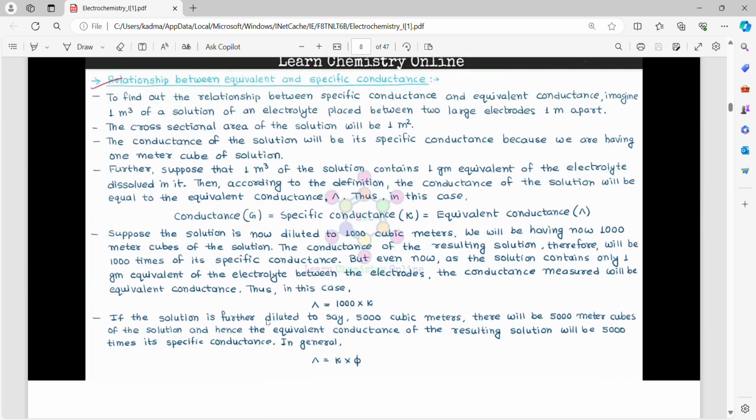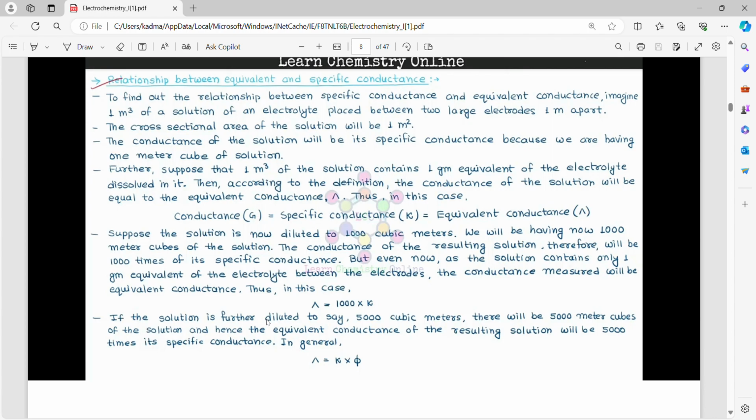Relationship between equivalent and specific conductance. To find out the relationship between specific conductance and equivalent conductance, imagine 1 meter cube of a solution of an electrolyte placed between two large electrodes 1 meter apart. The cross-sectional area of the solution will be 1 meter square. The conductance of the solution will be its specific conductance because we have 1 meter cube of solution. Further, suppose that the 1 meter cube of solution contains 1 gram equivalent of the electrolyte dissolved in it. Then according to the definition, the conductance of the solution will be equal to the equivalent conductance. Thus, in this case, conductance G is equal to specific conductance, which is equal to equivalent conductance.